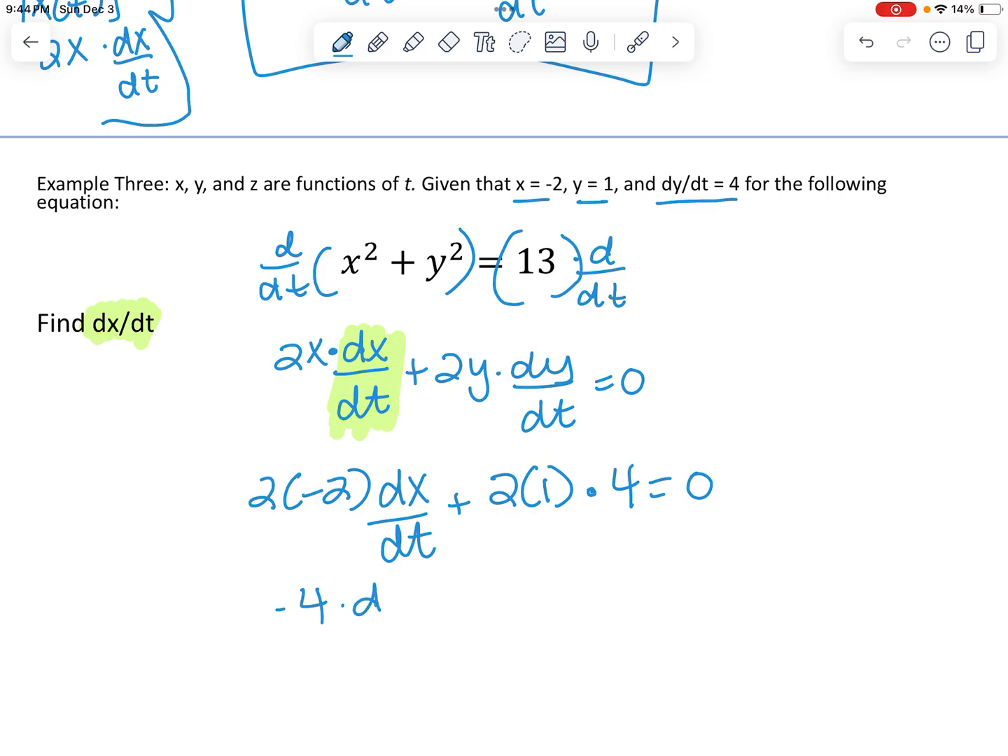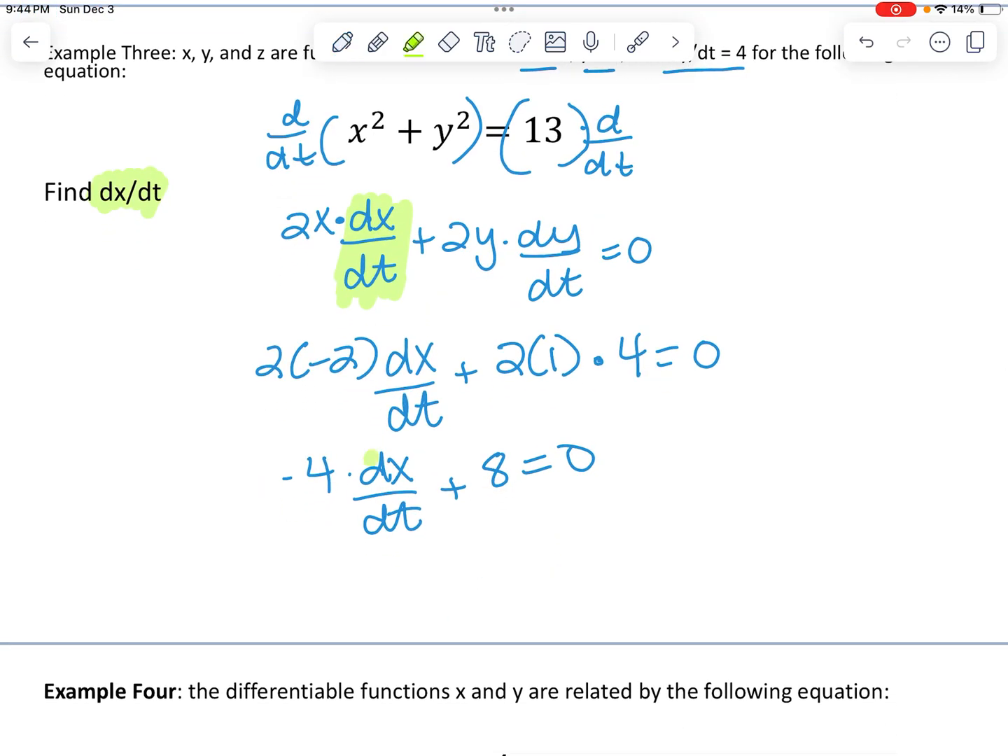-4 times dx/dt plus 2 times 1 times 4 is 8. And now I'm just going to solve for dx/dt as if it was just like the variable x. So for example, let's pretend that dx/dt was just an x. I would subtract 8 on both sides and get -4x equals -8. I divide by -4 and I get x equals 2.